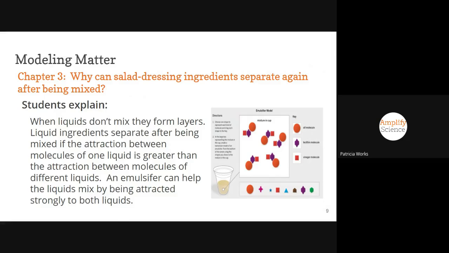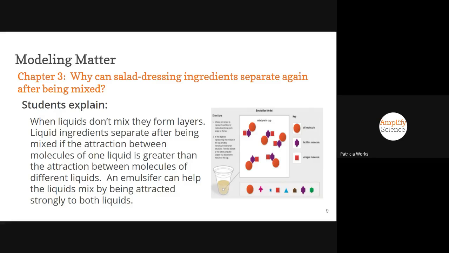In Chapter 3, students revisit key models used throughout the unit and revise their ideas as they write about what happens to the molecules of two liquids when you mix them. They make and evaluate digital nanovision models of emulsification.